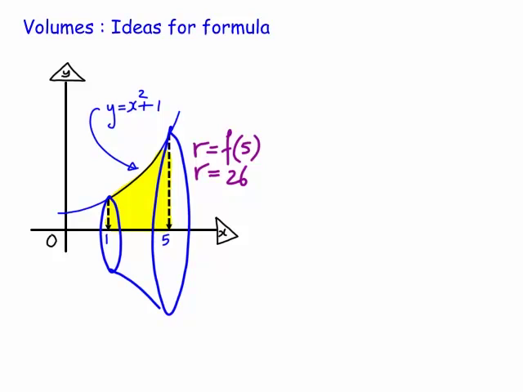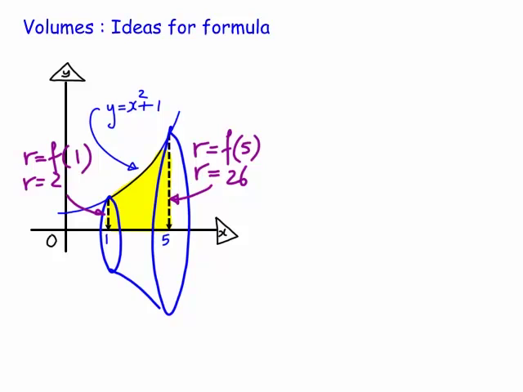So let's have a look over here. When the x value is 1, the radius is f of 1, which would be 1 squared plus 1, which is 2. So this radius down here would be 2, and this radius here would be 26.